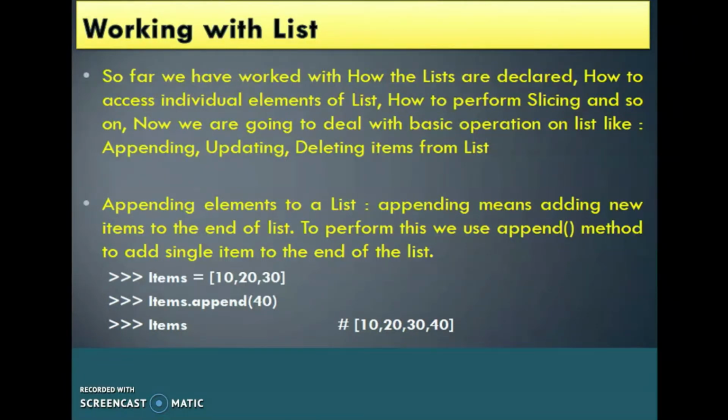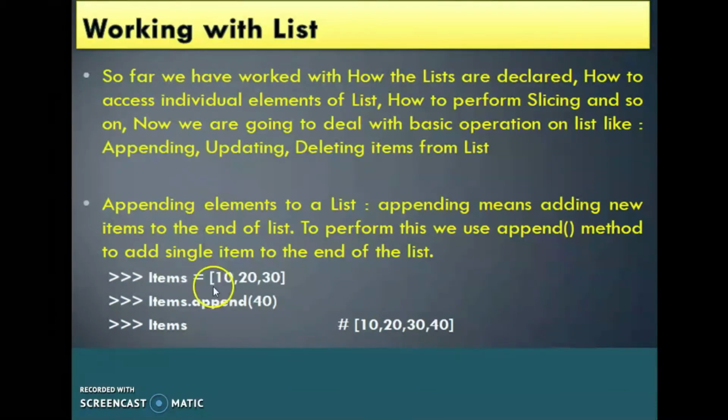First one, appending elements to a list. Appending means adding new items to the end of the list. To perform this, we use the append function, to add a single item to the end of the list. Which is the function to add a new item to the end of the list? Append function. A-P-P-E-N-D, then the function symbol.